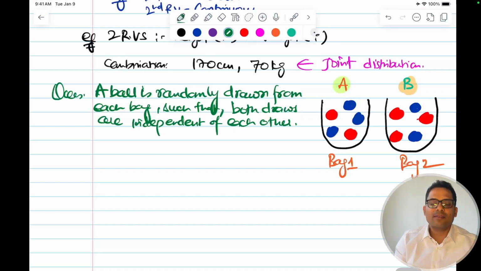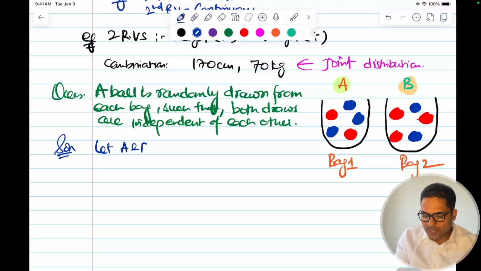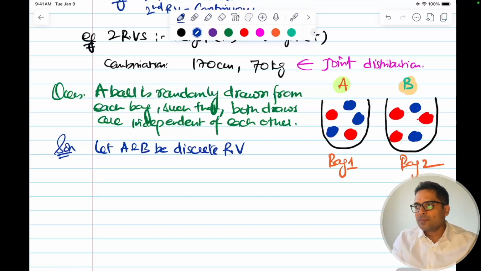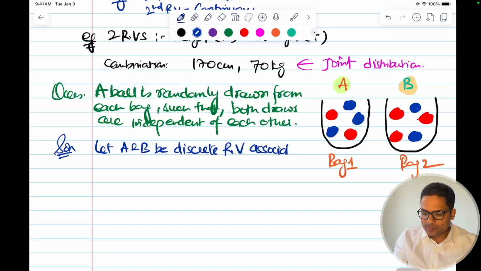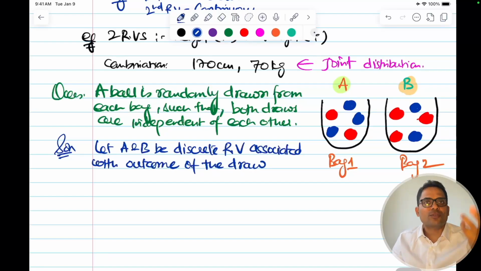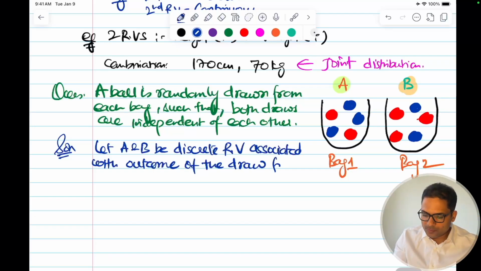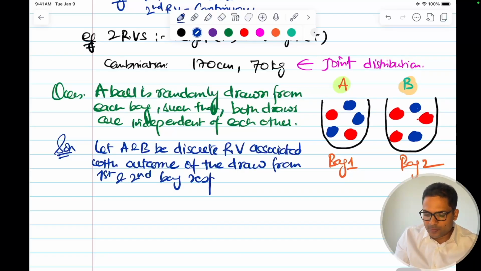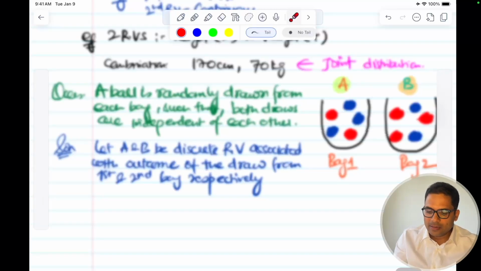Let A and B be discrete random variables associated with the outcome of the draw from the first and second bag respectively, that is, which color ball is drawn from the first bag and from the second bag. So whatever I have drawn here, I have written in words.